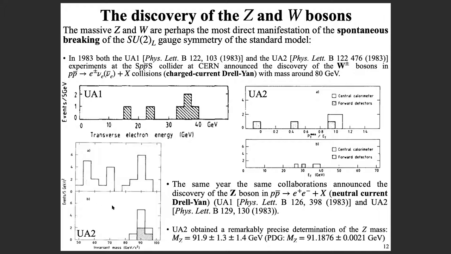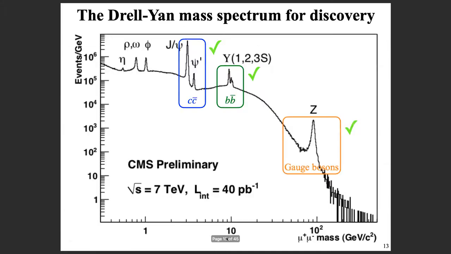And here on the left-hand side, you see a plot taken from the UA1 paper. And what I found remarkable is that now, almost 40 years ago, the UA1 collaboration already came up with quite a precise determination of the Z mass. They quoted 91.9 with an uncertainty of around 2 GeV. Of course, today the value of the Z mass is much better known, but it was quite remarkable that back then the uncertainty was already so small.